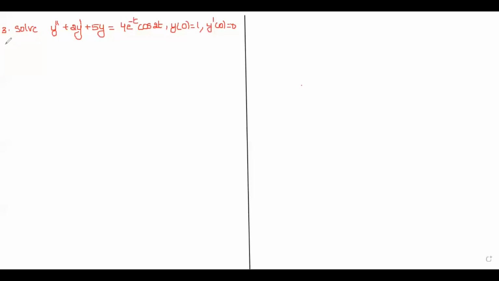Next problem, solve y double dash plus 2y dash plus 5y is equal to 4 e power minus t cos 2t, and the conditions are y of 0 is equal to 1 and y dash of 0 is equal to 0. These are called initial value problems.